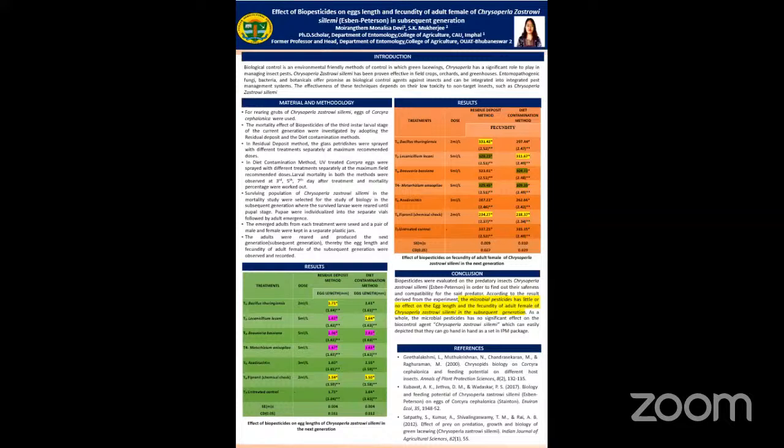So from these tables, we can conclude that the microbial pesticides have little or no effect on the egg length and the fecundity of the adult female of Chrysoperla zastrowi sillemi in the subsequent generation. As a whole, the microbial pesticides have no significant effect on the biocontrol agent Chrysoperla zastrowi sillemi, which shows that they can go hand in hand as a set in IPM packages. Thank you.